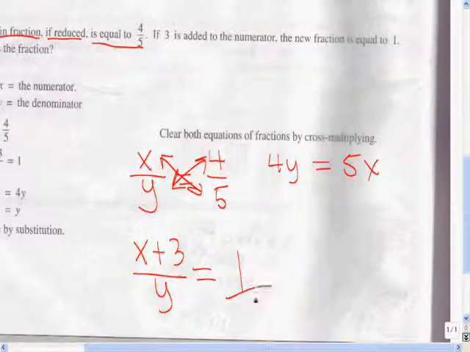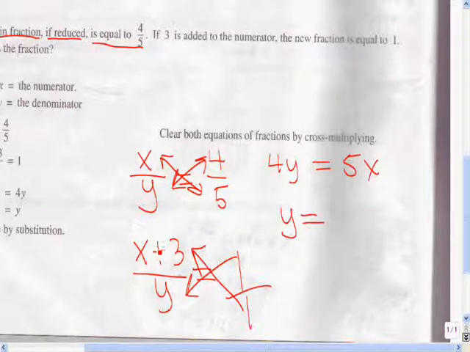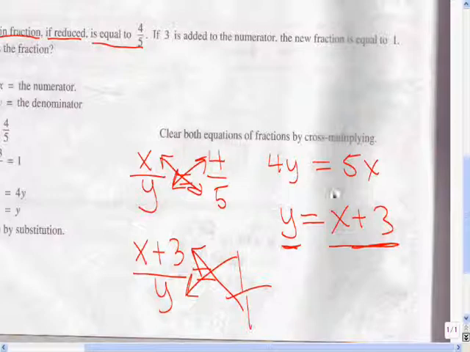Okay. Now here I'm going to cross multiply too. I'm going to set the 1 over 1, which is the same as 1, so that it'll make it easier for my brain to cross multiply. So 1 times y is y, and x plus 3 times 1 is x plus 3. Now if you notice, y is the same as x plus 3. So what I'm going to do, or you tell me what I'm going to do. What am I going to do with this information? Here, this equation is telling me that y is the same as x plus 3. So what am I going to do?